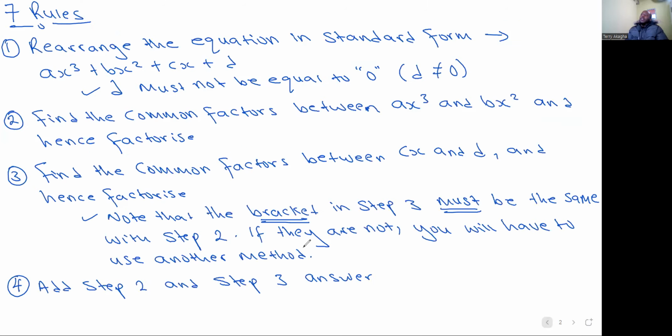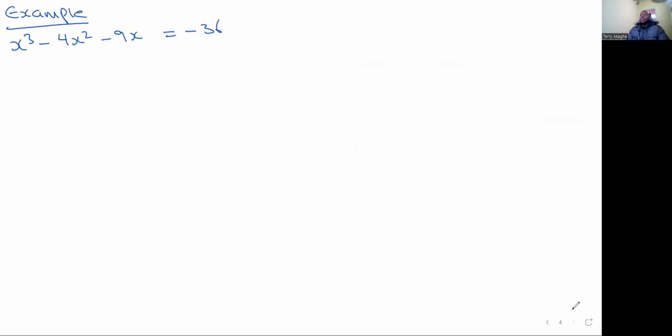Now, the first step is that you have to rearrange the equation in standard form, in the form of ax cubed plus bx squared plus cx plus d, and d must not be equal to 0. So let's go. Step 1, we have to rearrange this. I'll take minus 36 to the other side, and we have x cubed minus 4x squared minus 9x plus 36 is equal to 0. You can see we have a d, so that means our d is not equal to 0. So that means we can use this method. Step 2.